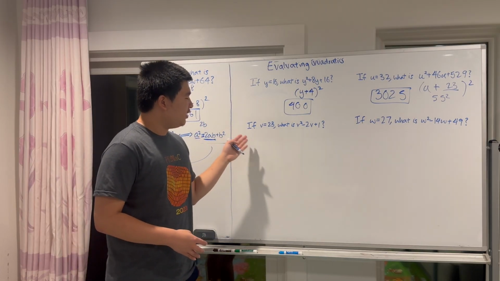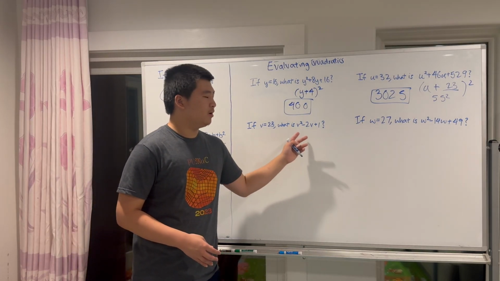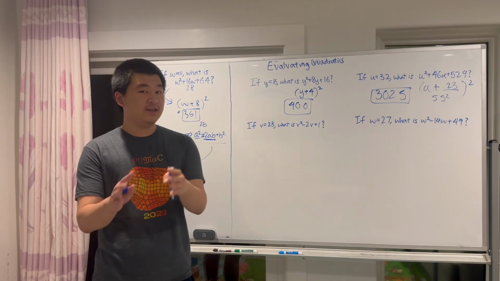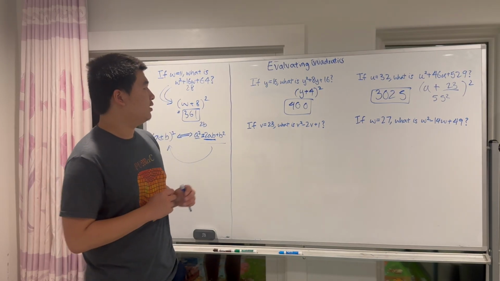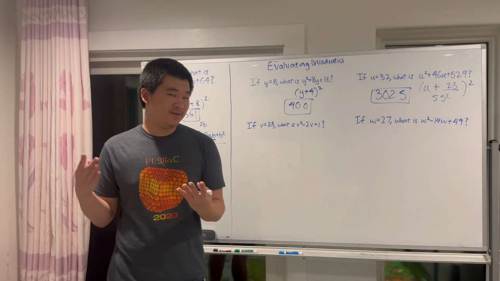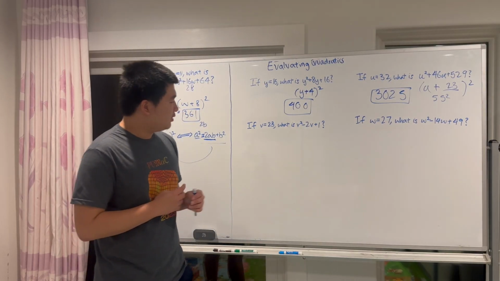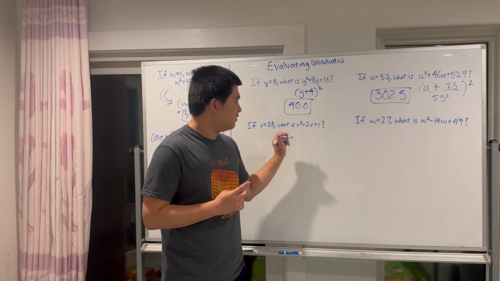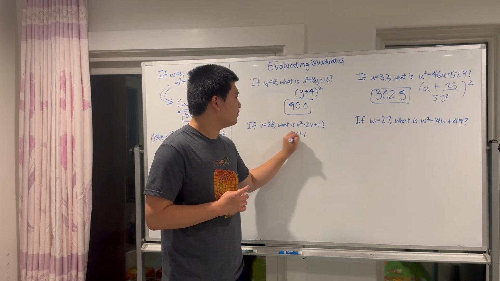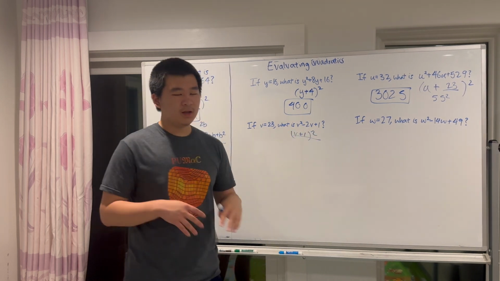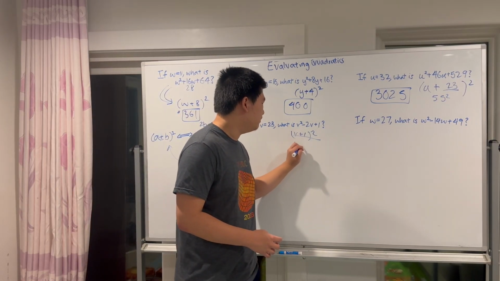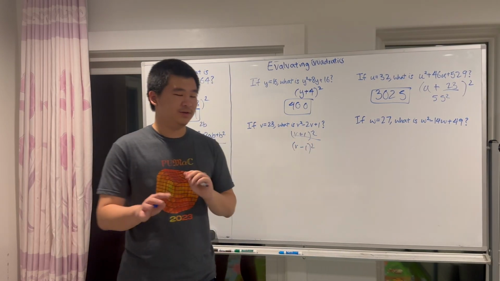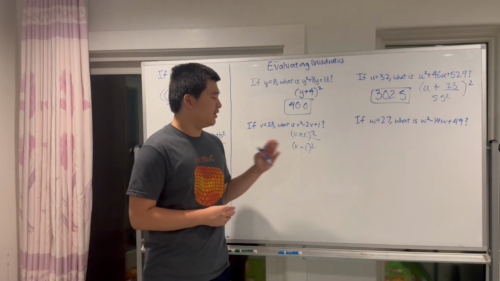Fourth question, if v equals 23, what is v squared minus 2v plus 1? This is a slightly different case because for the first time we have a negative coefficient. But don't be scared because it behaves exactly like you think it would. Instead of saying this is v plus 1 squared, we have to take the negative coefficient into account. So it's actually just v minus 1 squared. Not so different.